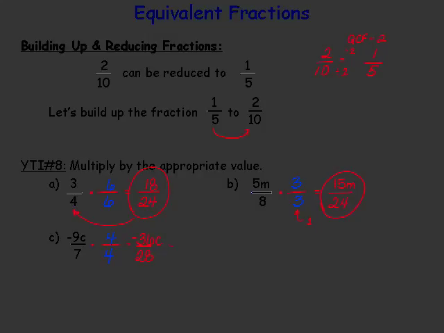Now, you could have easily written it as a negative 36c over 28, where the negative is out in front of the fraction, or the negative can be in the numerator, either way. Okay, so that's how you go about building up and reducing fractions. We did it in both directions, so make sure you practice that. Good luck on this section, and I will see you next time.